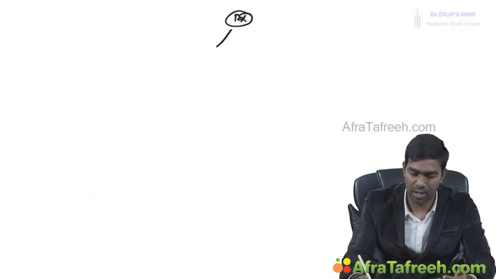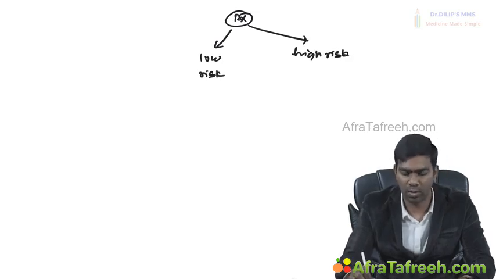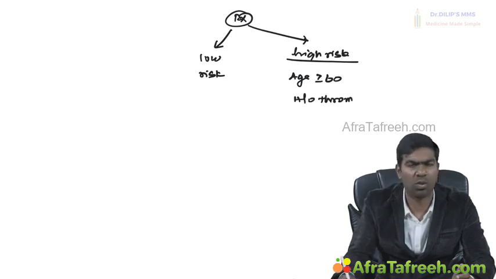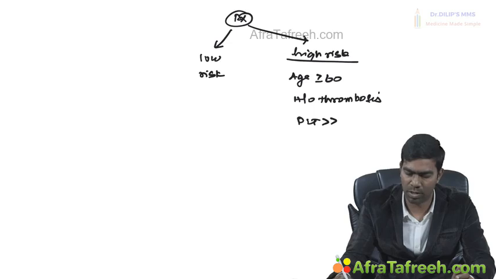Now, let us see the treatment aspect. Treatment you can divide into low risk and high risk cases. Depending on that, you can do the treatment. High risk patient means age more than 60, history of thrombosis, same thing what you saw in polycythemia vera, or the patient is having a platelet count very, very high, more than 15 lakhs.